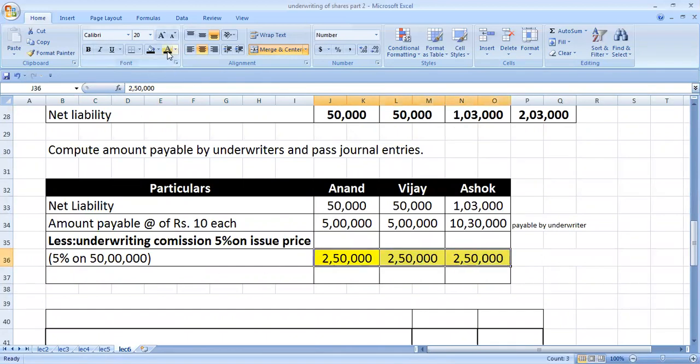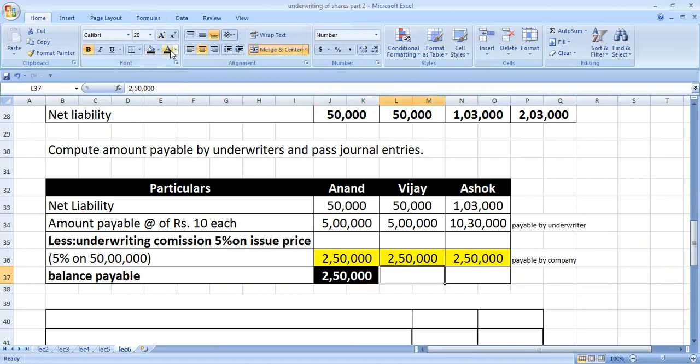So it will be 2 lakh 50,000. So Anand's commission payable by the company is 2,50,000, same for Vijay and Ashok. So this is the amount of underwriting commission payable by the company to the underwriter. Now let's find out the balance payable. So see, the amount payable by the underwriter to the company is 5 lakh for subscription of 50,000 shares. Out of that, Anand will deduct his underwriting commission 2,50,000. So 5 lakh minus 2,50,000, Anand will pay the company 2,50,000.